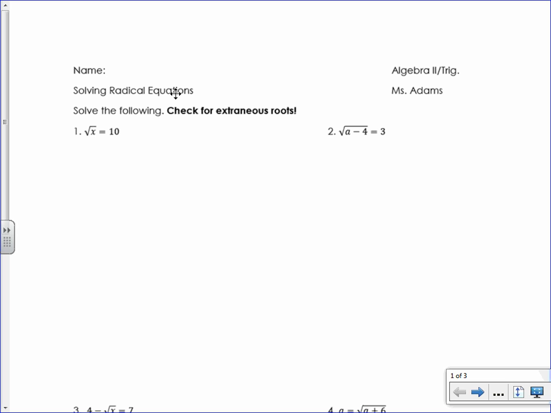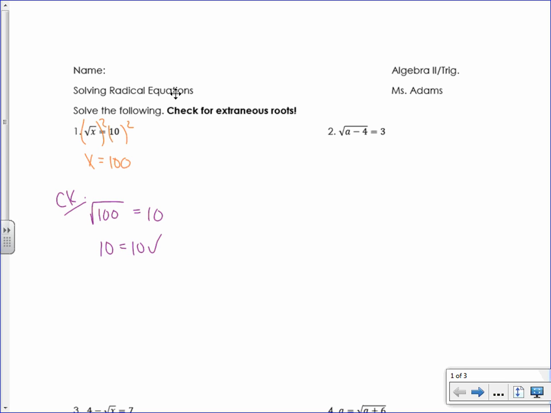Alright, number one is easy because the radical is already by itself, so let's square both sides. The square of the square root of x is just x, and I get 10 squared, which is 100. X is equal to 100. Easy peasy. Let's do a check, because we have to check, and we always check in the original. The square root of 100 is in fact 10, so 10 equals 10, and I am done.